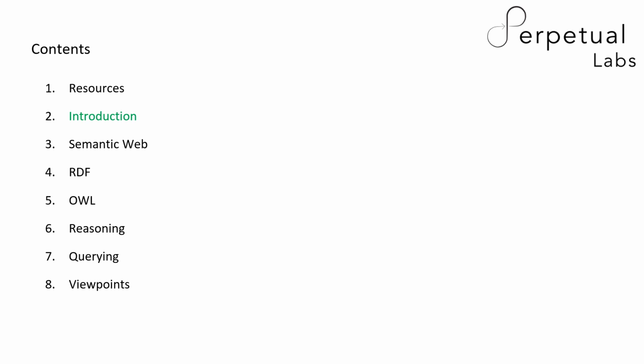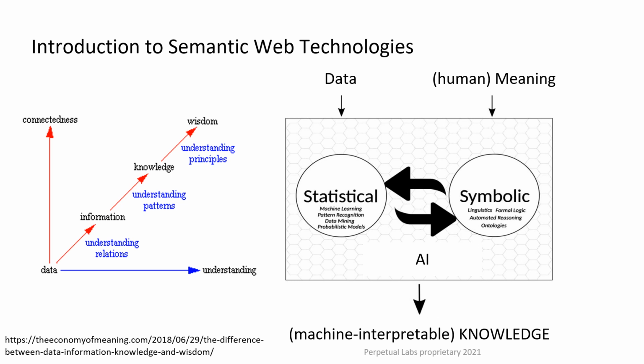First, let's introduce the idea of the semantic web, and semantics in particular, and explain what that means. Information can be described as data plus context. When information is held by a person or a machine, it becomes knowledge and has meaning. If we have data and a human understanding of the meaning, we can use artificial intelligence to produce machine interpretable knowledge. One way of doing this is via statistical approaches such as machine learning and data mining. Another way of doing this is via a symbolic approach, such as using ontologies and automated reasoning. It is this symbolic approach regarding the formal understanding of symbols that is the focus of this presentation.